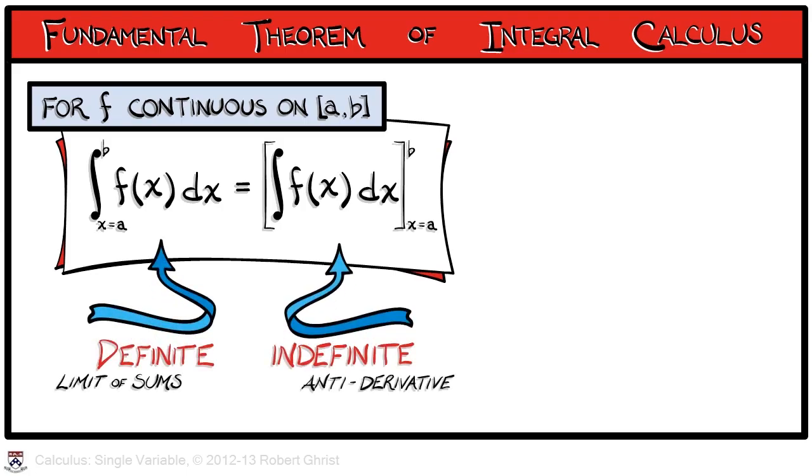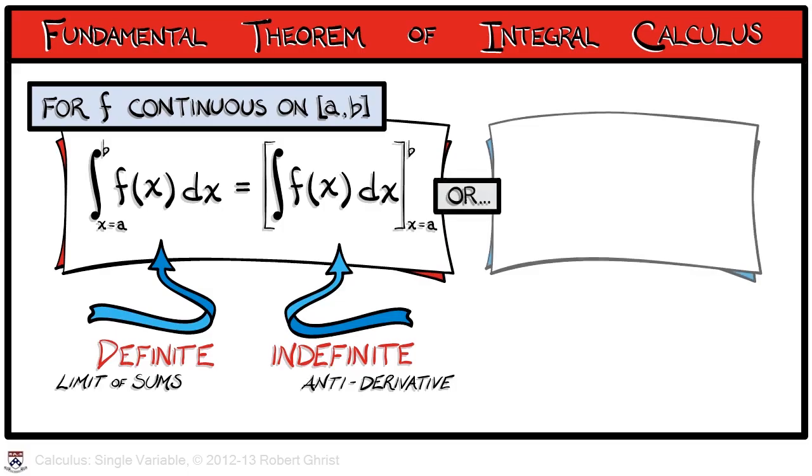Now again, these are ostensibly different objects. On the left and the right-hand side, the definite integral is a number. The indefinite integral is a class of antiderivatives. The equivalence comes from the fact that we evaluate those antiderivatives at a and b.